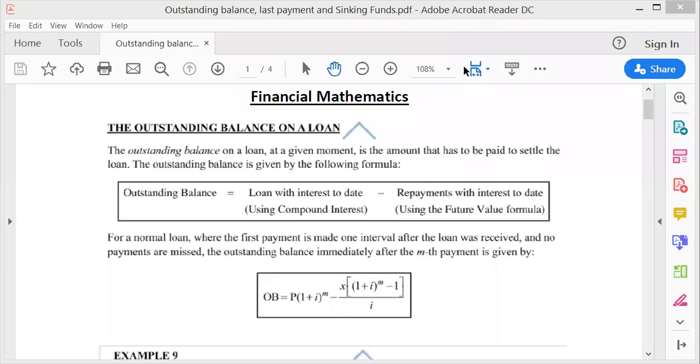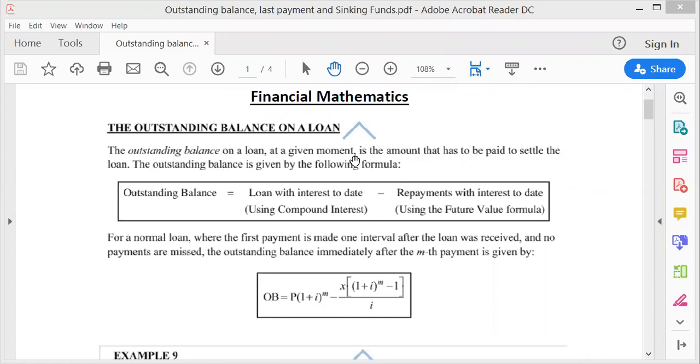Right, grade 12, especially those guys who were not at school today. Financial mathematics, the outstanding balance on a loan. Now, the outstanding balance on a loan at a given moment is the amount that has to be paid to settle the loan. The outstanding balance is given by the following formula. Let me quickly talk about this.